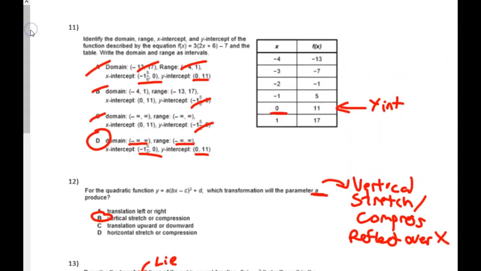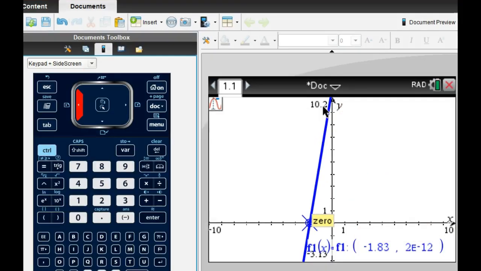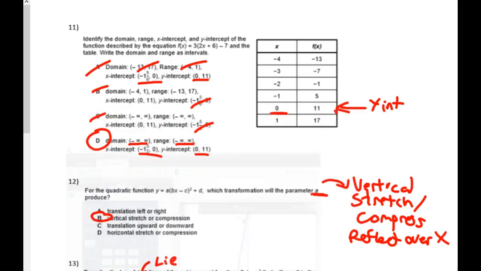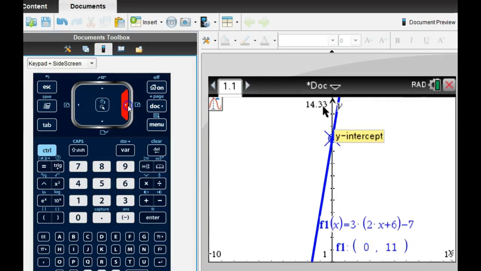Sorry, I missed some of this. On 11, you can see the y-intercept over here, but we graphed it, and we saw that the x-intercept is negative 1.83, which is the same thing as negative 1 5/6 on here and here. The y-intercept, when you go over, is at 0.11.